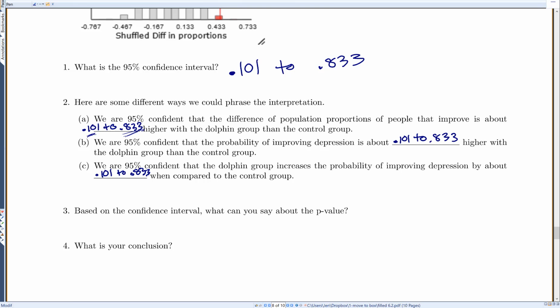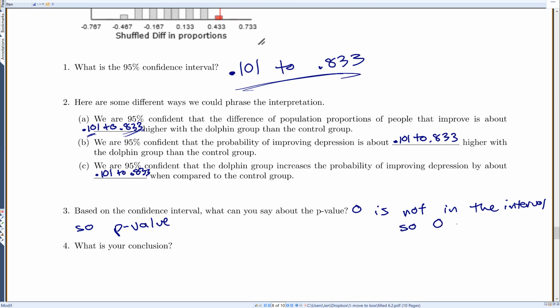Either way, though, based on the confidence interval, what could you say about the p-value? Well, when you look at that interval, 0 is not in the interval. So we can say that the p-value has to be small. 0 is not plausible. And anytime 0 is not plausible, that means your p-value has to be less than 0.05, because it was a 95% confidence interval.